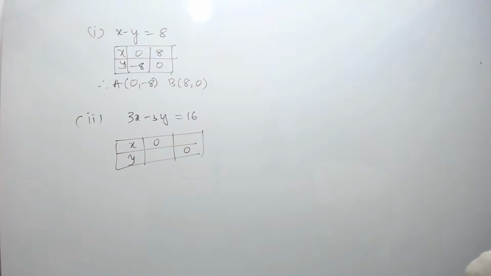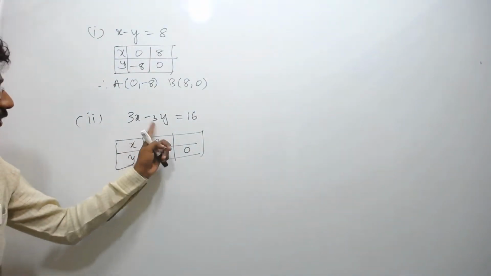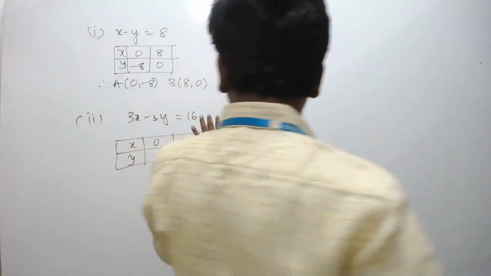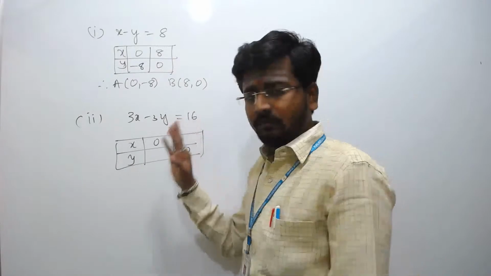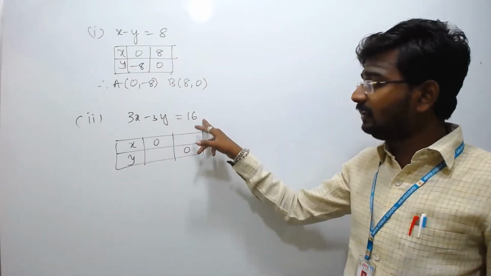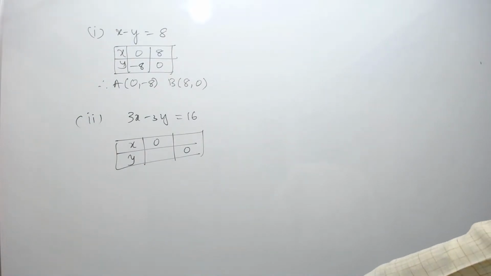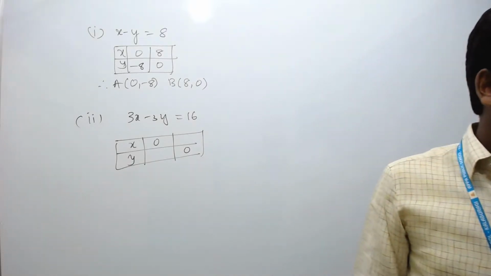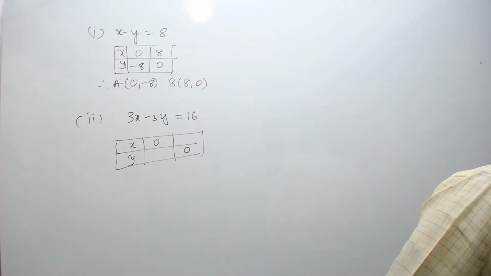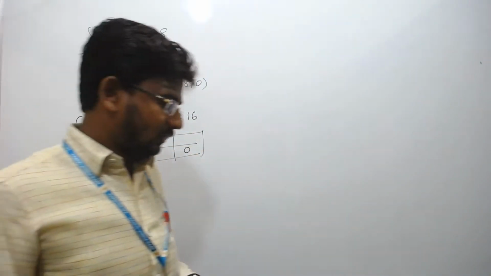Now tell me the second one. This is very simple, x and y 0 means it is 8. What about this? It is 16. If it were 15, it would be very easy, 3 fives are 15. But here it is 16. One decimal value, can anyone tell me? What is 16 by 3, Darshan? One decimal value, tell. 3 ones are 3, 3 fives are 15, carry one. 5.3, I guess. Darshan, check whether it is 5.3.